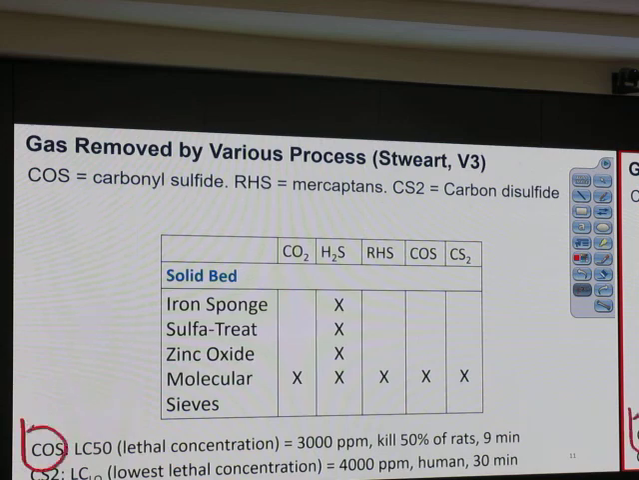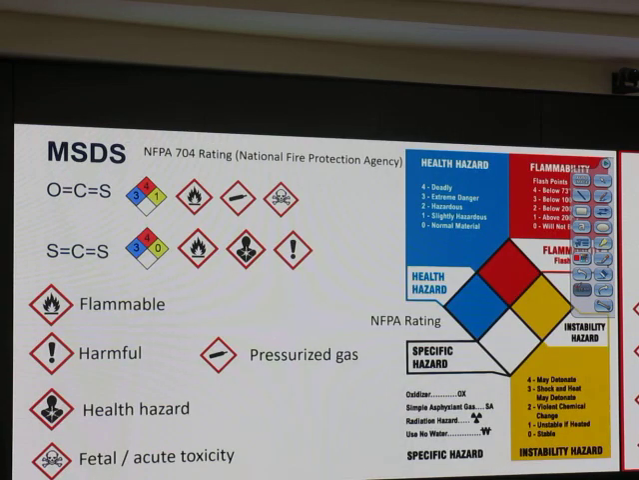CS2, or carbon disulfide, has a lethal concentration of 3000 ppm. At 3000 ppm, it kills 50% of rats in 9 minutes. CS2 carbon disulfide has an LC low, or lowest lethal concentration, of 4000 ppm. You die in 30 minutes of exposure to 4000 ppm. So it's dangerous. If you smell it, then it's not good.